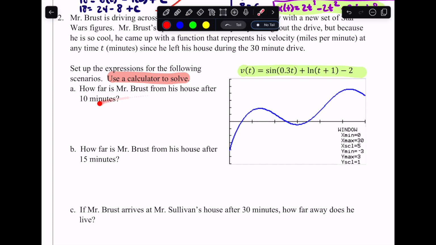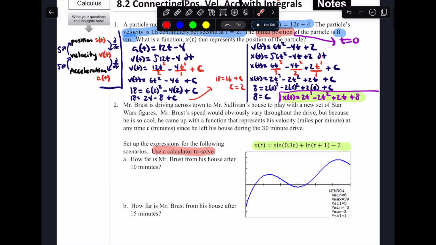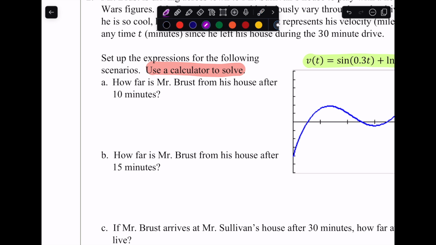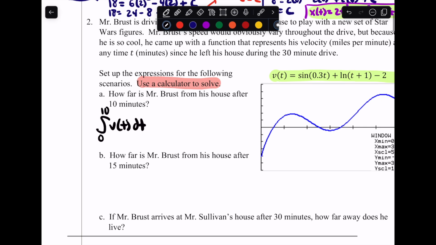If we want to find how far Mr. Brust is from his house after 10 minutes, since this is a velocity function, the distance is going to be coming from the change in position over that time. We were given a velocity function in this problem, so to get back to that position and that change in position here, we are going to need to integrate that velocity function. We can represent this by finding the integral from 0 to 10, since it's over those 10 minutes, of the velocity function that they gave us, specifically this one that I've got highlighted here in green.